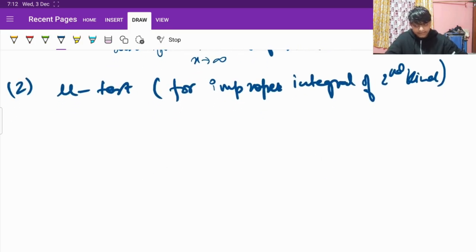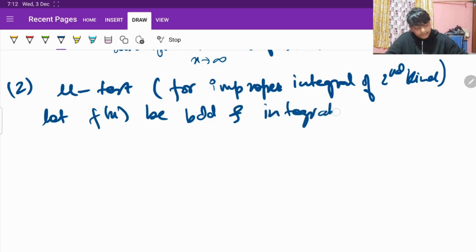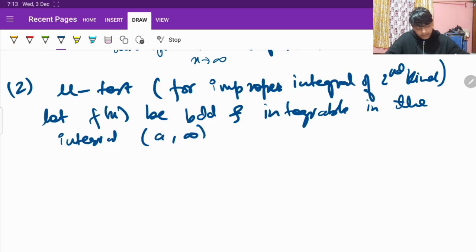Okay, so let me write the definition here. Also for this case, our f(x) has to be bounded. Let f(x) be bounded and integrable in the interval a comma infinity. Obviously it is of second kind, that's why there will be a point where the function will not be defined. We'll take that point to be a, so we will be introducing some other factor to replace that, as we have done in our second kind.